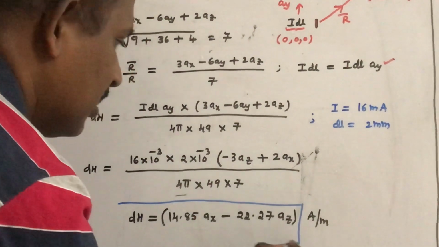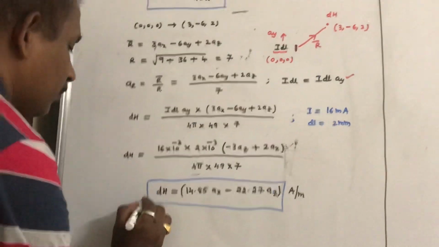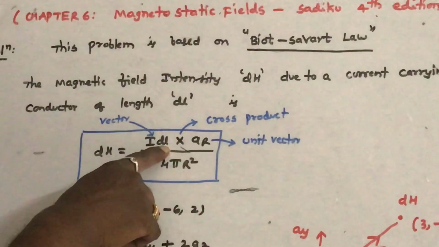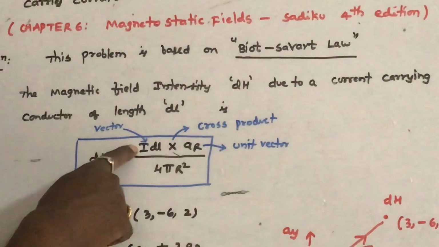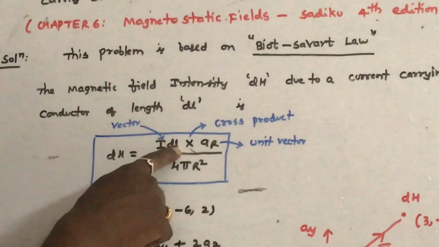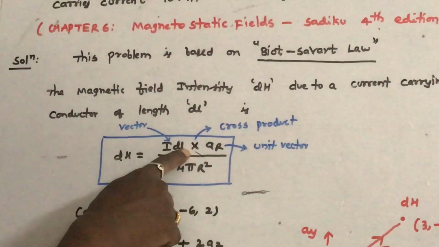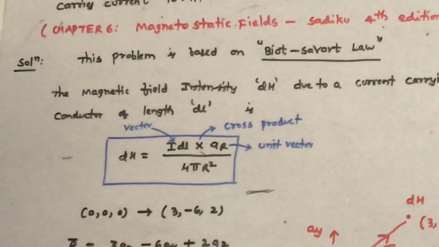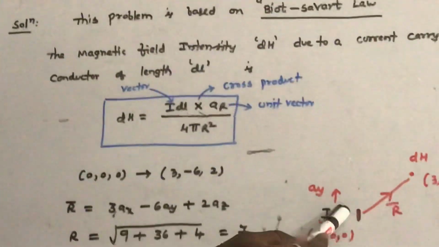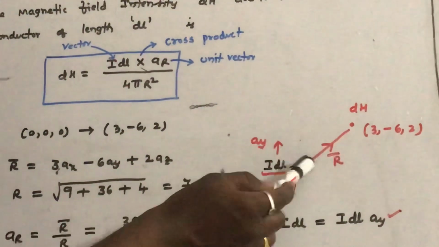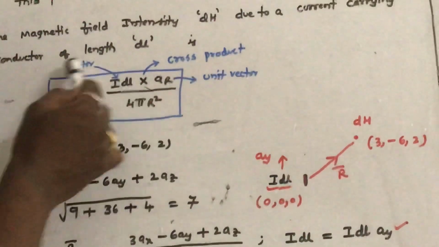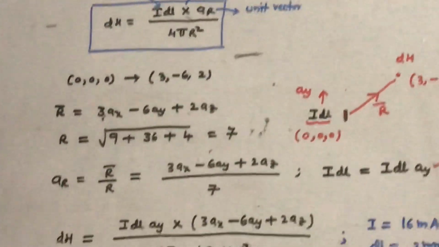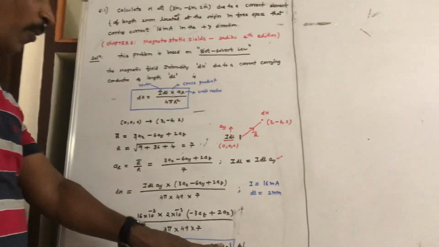This is the answer for this problem, where we have to substitute dl, which is given as 2 mm. We have to substitute I; because it is a vector and the current is given in the positive y direction, we have to take a_y. I dl is taken as I dl a_y, and we have to find the unit vector between this differential current element and the given point. Let us find this vector and substitute in this equation. Finally, we get the answer for this problem as 14.85 a_x minus 22.27 a_z.